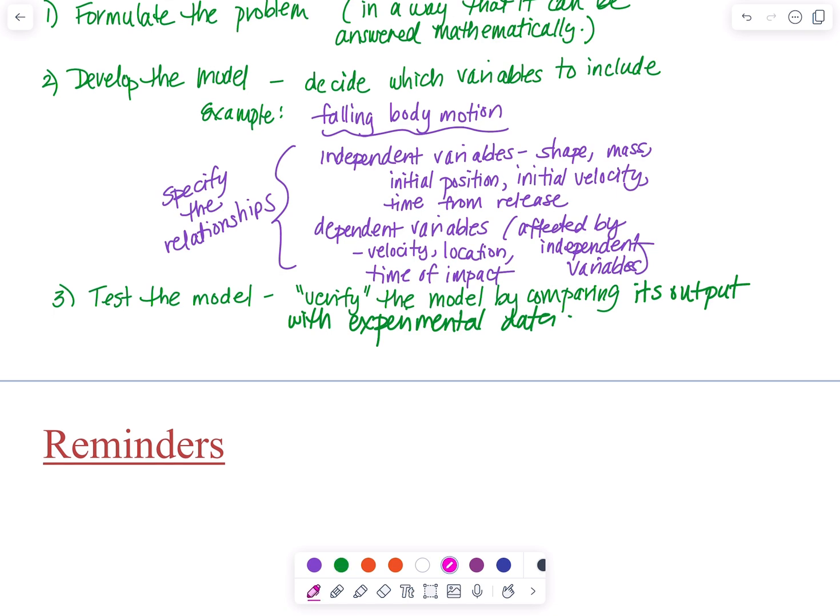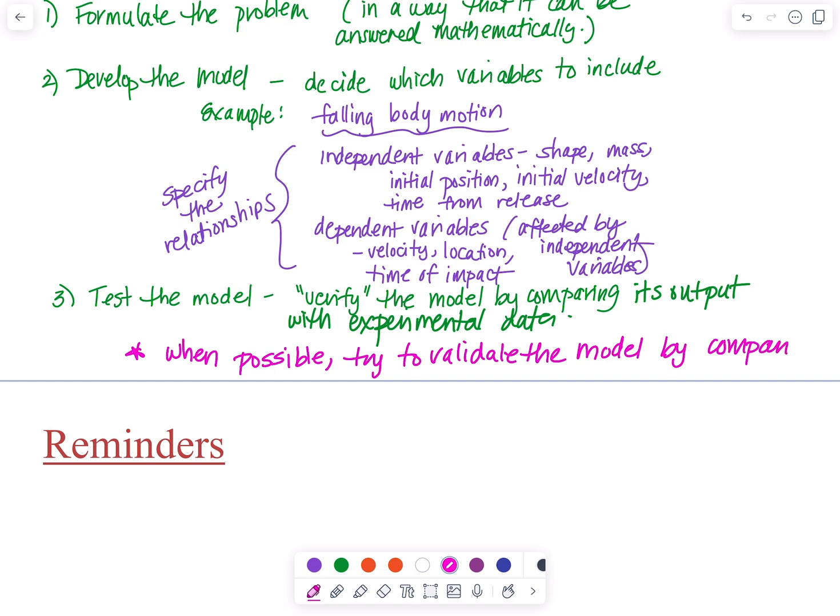We also want to make sure that when possible, we try to validate the model by comparing its predictions with any experimental data.